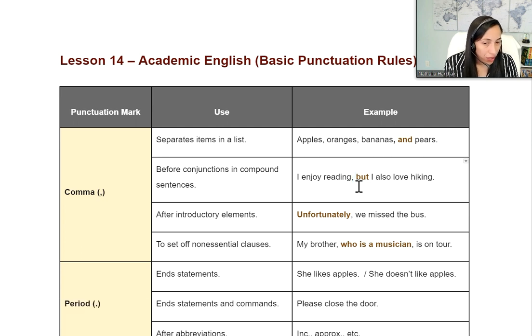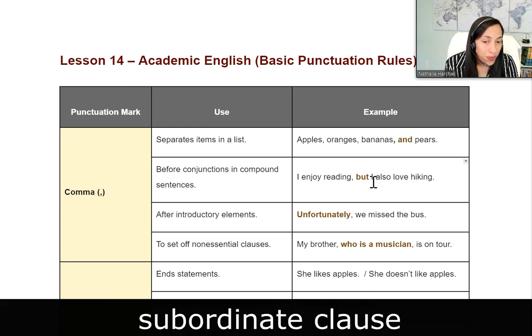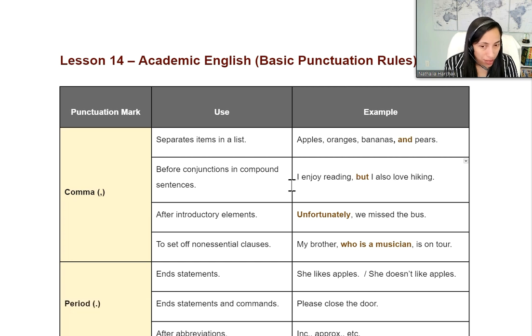However, if you have an independent clause and a subordinate clause, then you don't have to use the comma. For example, I enjoy reading and hiking. In that case, I cannot use a comma before "and." Why? Because hiking by itself is not an independent clause. Okay, it's a little bit complicated to explain, but that's basically how this works.